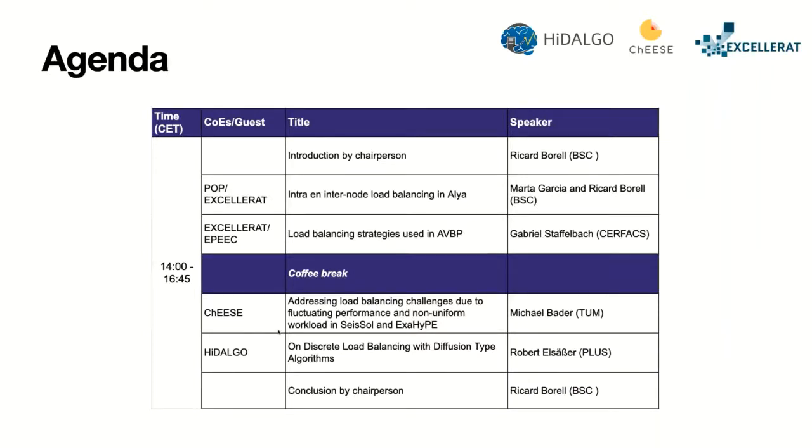To conclude the introduction, the agenda for today: we have 4 talks. The first one is focused on Alia, and the speaker will be Marta Garcia from POP, and also myself. Then we will have a talk from Gabriela Staffelberg from Surfax, related with ABBP, and the work is related with the projects Acceleract and EPIC. And then 2 more talks from Michael Bader from the Technical University of Munich, and from Robert Elsasser from University of Salzburg, that come from the CHIS and Hidalgo projects.